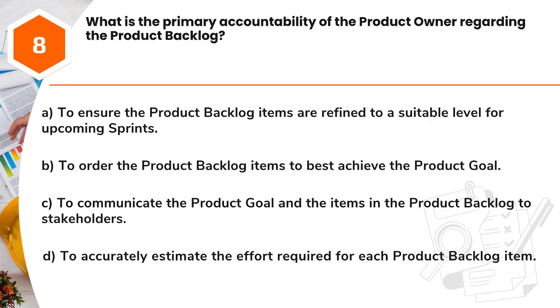Question 8. What is the primary accountability of the product owner regarding the product backlog? A. To ensure the product backlog items are refined to a suitable level for upcoming sprints. B. To order the product backlog items to best achieve the product goal. C. To communicate the product goal and the items in the product backlog to stakeholders. D. To accurately estimate the effort required for each product backlog item.